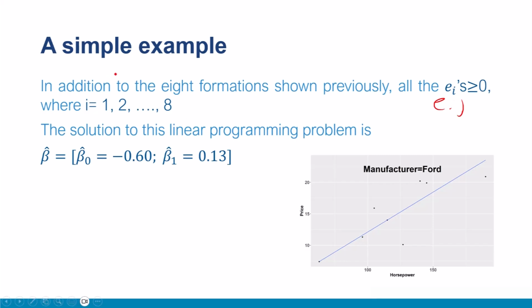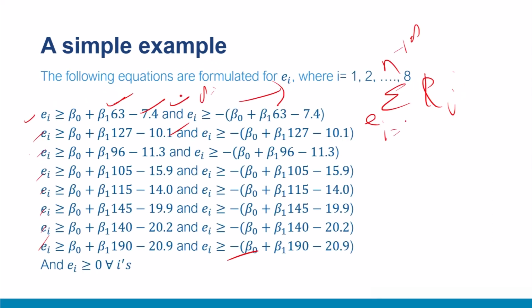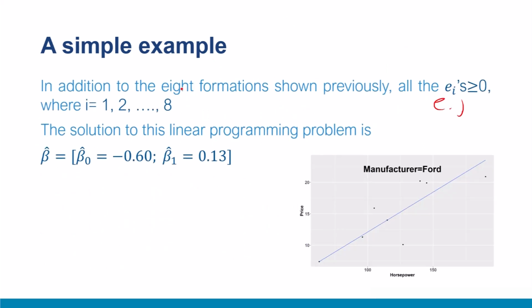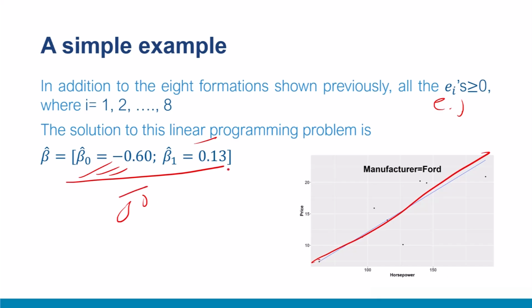Now, you notice that here there's no weighted multiplication, which means effectively we are multiplying with the same 0.5. And the solution to this minimization problem will result in the median quantile, the 50th percentile, and the values are shown here. It will result in this kind of straight line where the intercept would be minus 0.6 and beta 1 is 0.13. So the relationship is price equal to minus 0.6 plus 0.13 into HP.